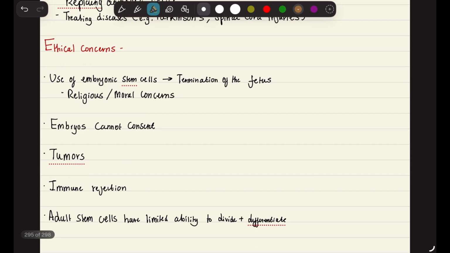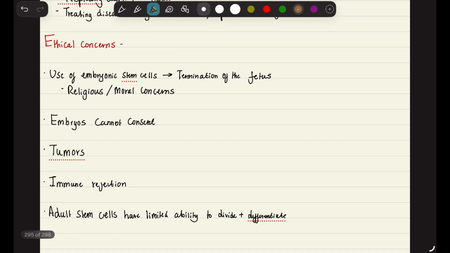right? But there are ethical concerns, right? So we're not here on this channel to debate. In your exam, we're not going to ask you to do a debate, right? But just knowing these things is quite important. So we talk about the benefits. In terms of concerns, whenever anyone uses an embryonic stem cell, it does involve terminating the fetus, right? So you can't take the embryonic stem cells and still have the fetus be viable, right? And that will bring up a lot of religious and moral concerns surrounding the killing of fetuses when it's a person. So that's one thing to consider.